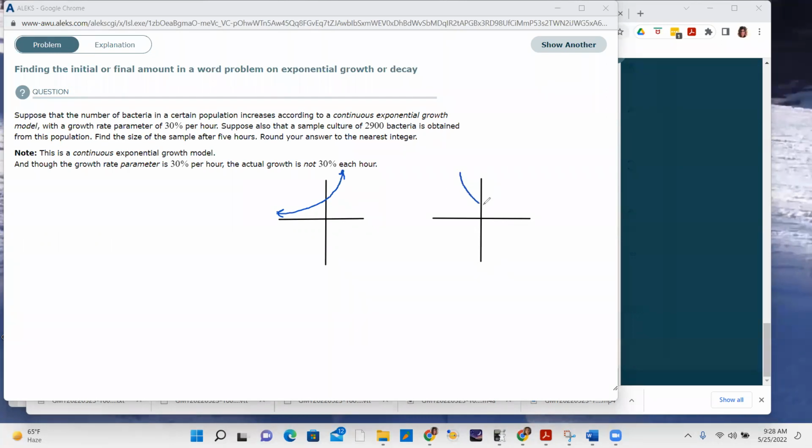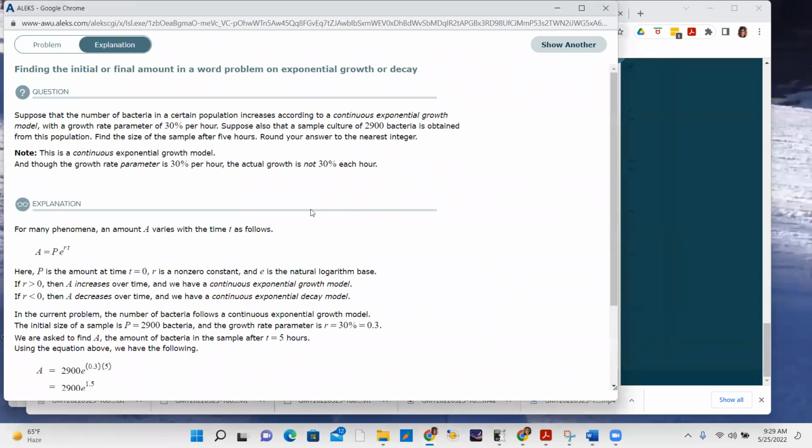or it decays. So looking from left to right, it either grows or it decays. And this is true when we have a continuous exponential function. It's either going to grow or it's going to decay. The general formula is A equals P times e to the rt. Maybe I'll write that over here as well.